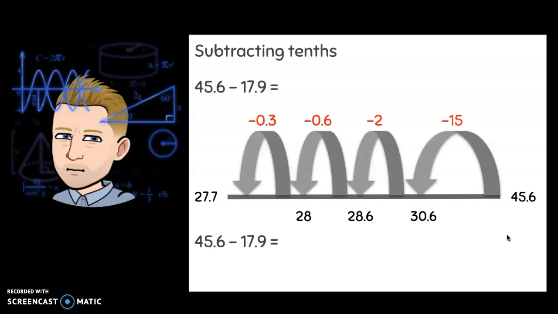First thing I'm going to do is get it to a tidy number. So I'm going to go 28.6 take away 0.6 or 6 tenths will get me to 28. So I've taken the 6 away, I need to take 3 more away to take 9 tenths away in total. So 28 take away 3 more tenths, or 0.3, gets me to 27.7. So 45.6 take away 17.9 equals 27.7.